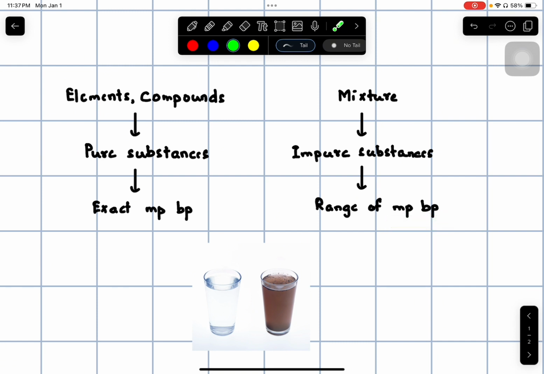A cup of clean distilled water is a compound made of H2O molecules, meaning that every part of this liquid here that you see are all H2O molecules. So therefore, it should display an exact melting point or boiling point. On the other hand, because we have impurities, dirt, and sand inside this cup of dirty water here, it is impure and will show a range of melting points and boiling points.